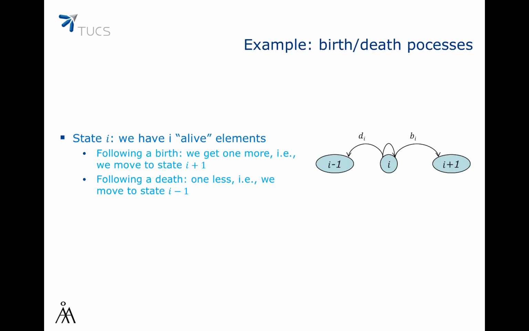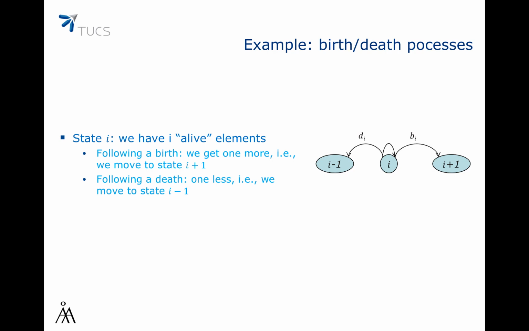Consider the example of a system where we have a number of elements, some birth processes and some death processes. So we define the state I of the system to be that where we have exactly I elements in the system. Following a birth, we get one more. In other words, we move to state I plus 1. Following a death, we will have one less. In other words, we move to state I minus 1.